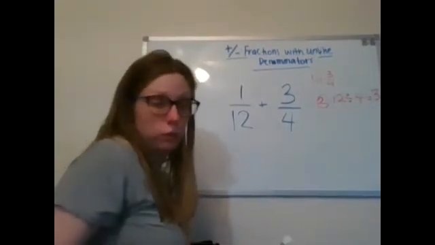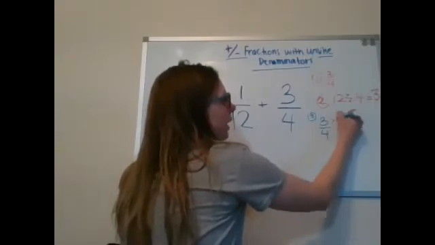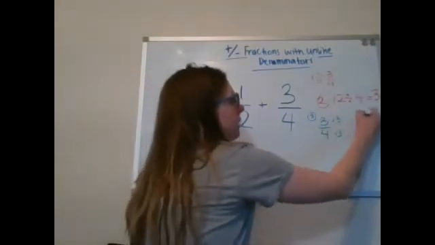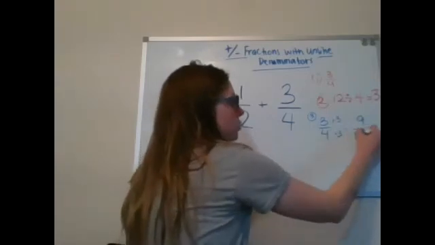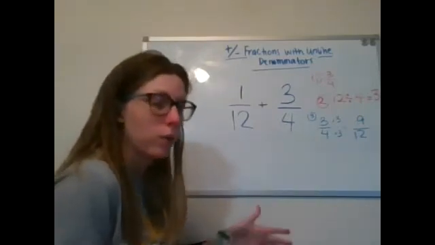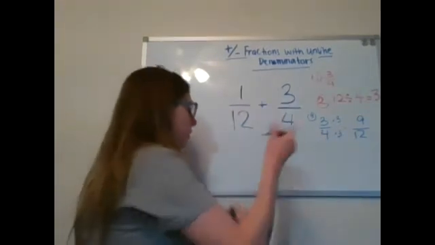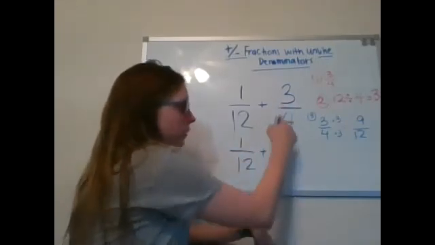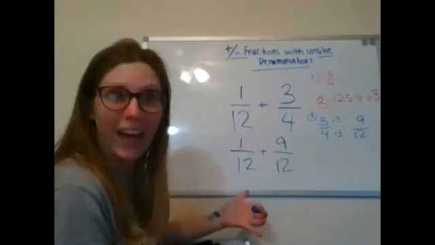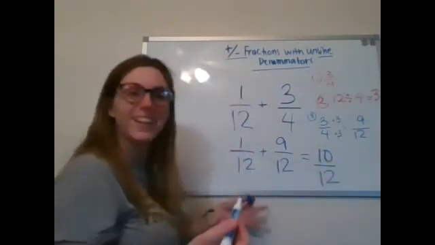So now the third step here will be we're going to take 3 over 4 and we're going to multiply the top and the bottom by our multiplier, okay? So 3 times 3 is 9. 4 times 3 is 12. So we get 9 over 12 as our equivalent fraction. So now we're going to replace 3 over 4 with 9 over 12. So I have 1 over 12 plus, now instead of 3 over 4, we write 9 over 12. Now our denominators are the same, so we can add. So 1 plus 9 is 10 over 12. All right, and we're done.